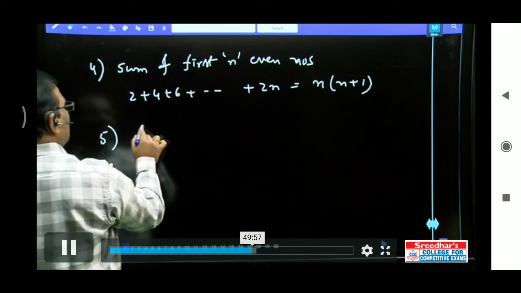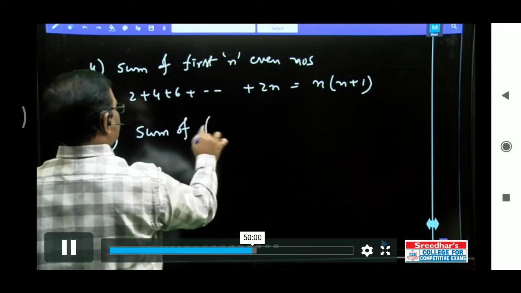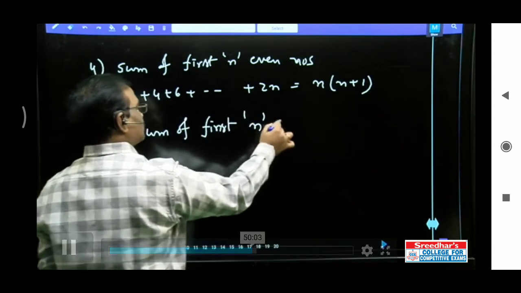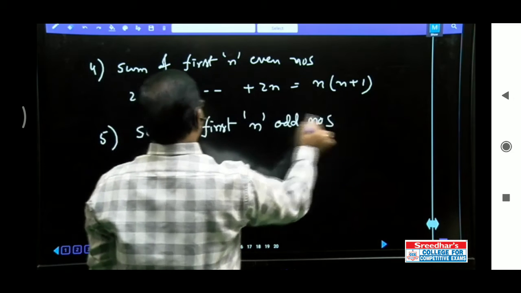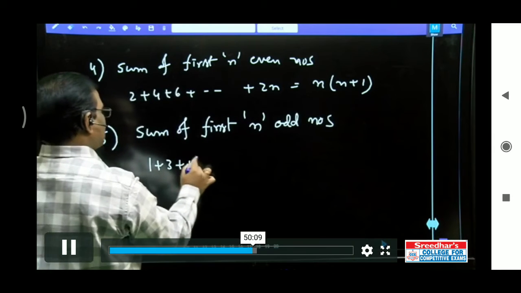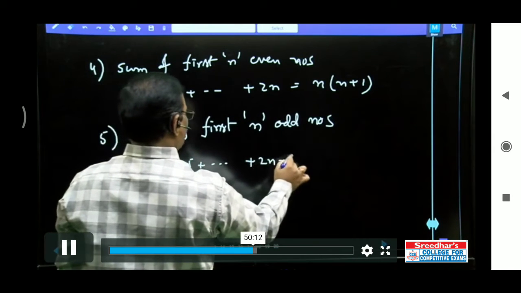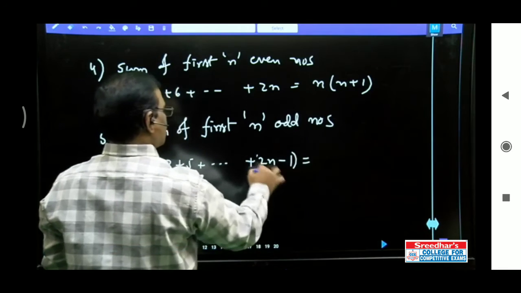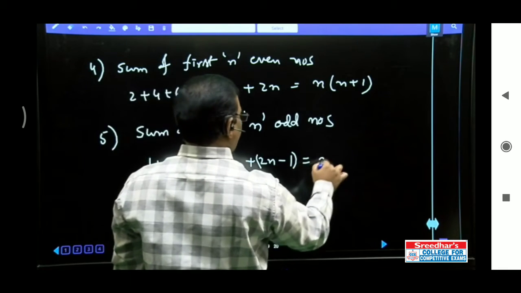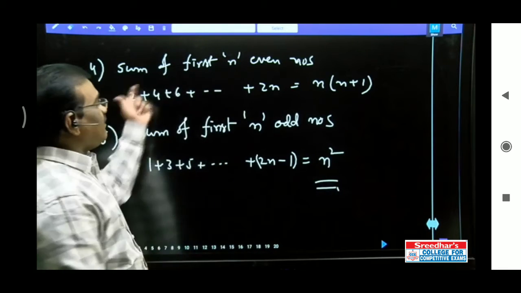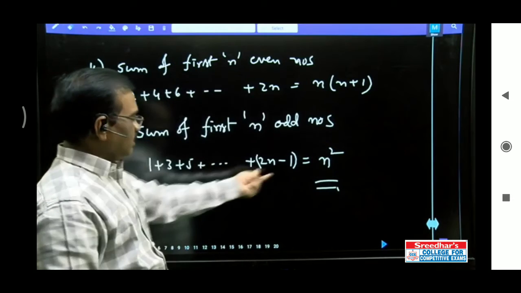The last one, the sum of the first n odd numbers. The sum of the first n odd numbers 1 plus 3 plus 5 plus and so on up to 2n minus 1. The odd numbers are of the form 2n minus 1, and this is the nth odd number. So the sum is n square. This is the formula. The sum of the first n even numbers is n into n plus 1. The sum of the first n odd numbers is n square.